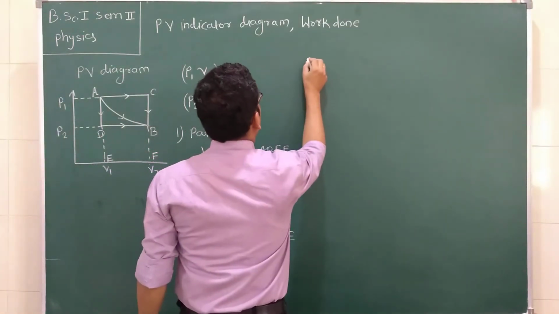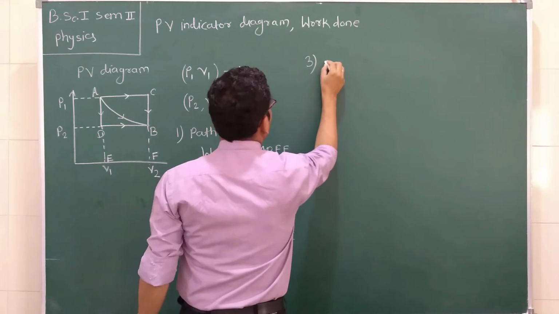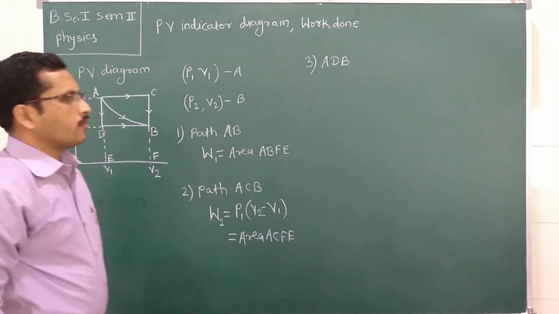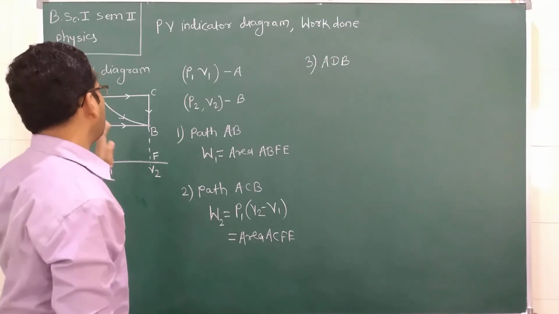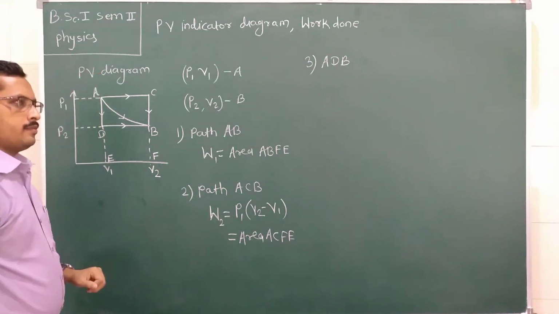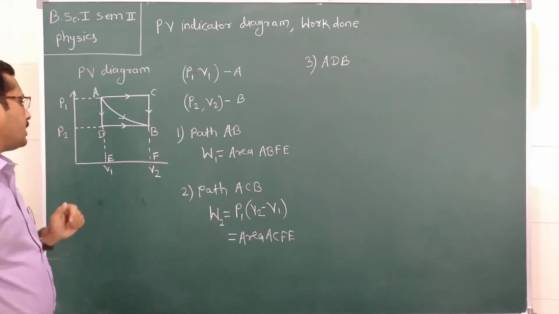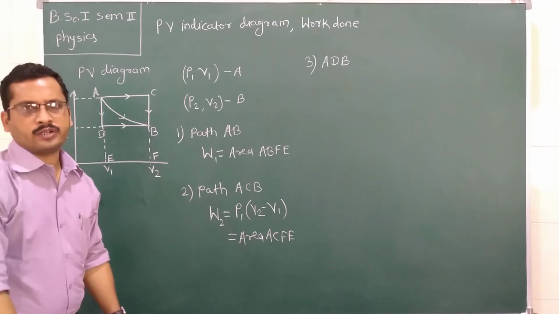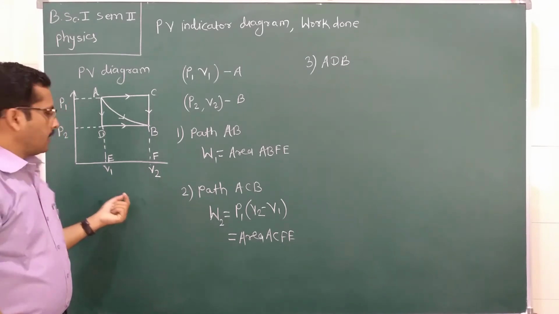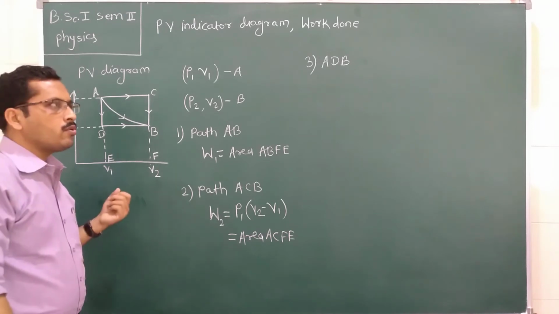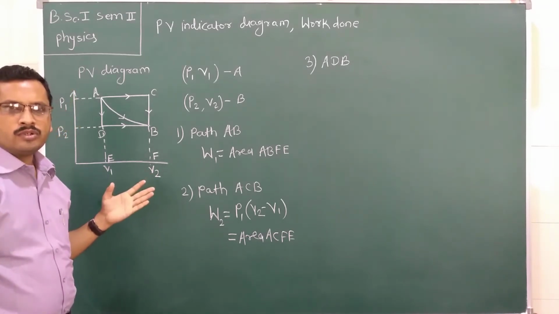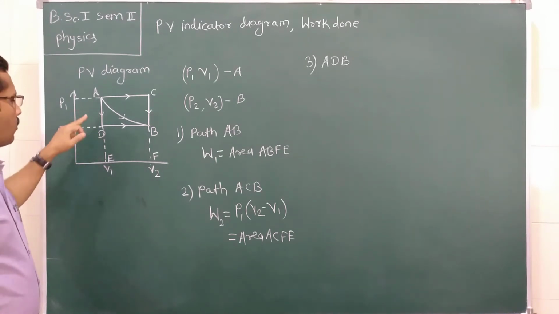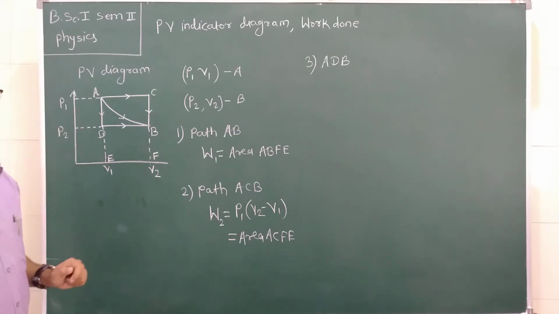Now we are moving towards the third path, that is A, D, B. Now when this system travels from A to D, what happens? Its pressure decreases, but the volume remains constant, V1. Okay, and if the volume remains constant, the amount of work done in this case is equal to 0. So when the system travels from A to D, the amount of work done is equal to 0.